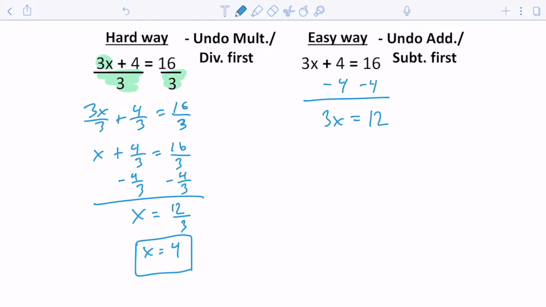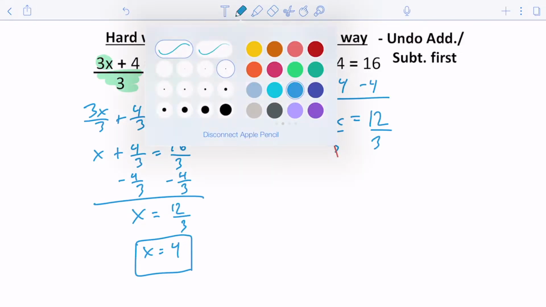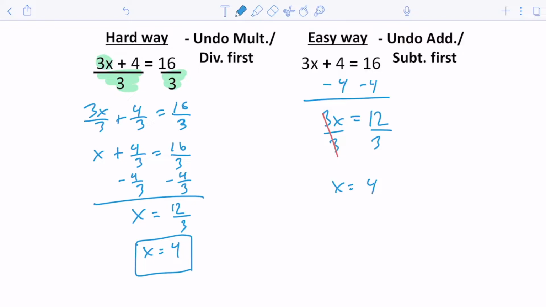Now this is back to a one-step equation. In a one-step equation, you just undo whatever's happening to x. So 3 is being multiplied to x, so you divide both sides by 3. You can see that 3 over 3 is just 1. That cancels, so then you have x equals 4.